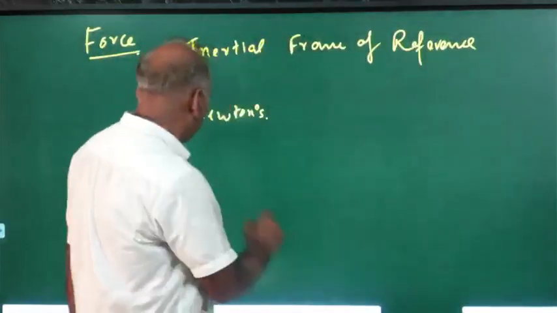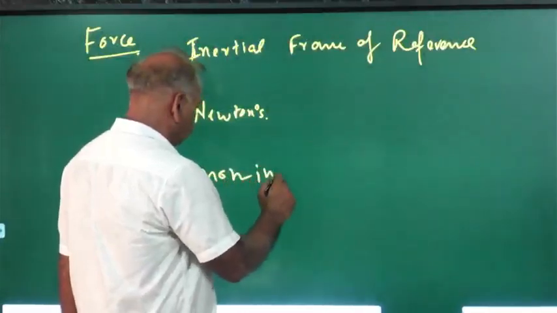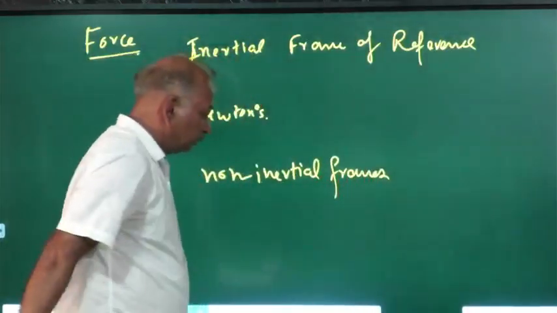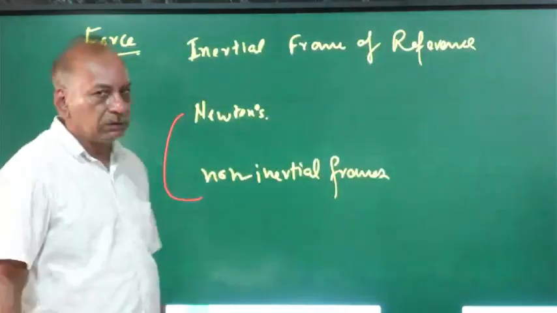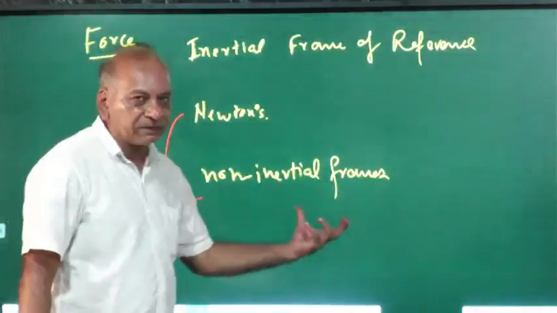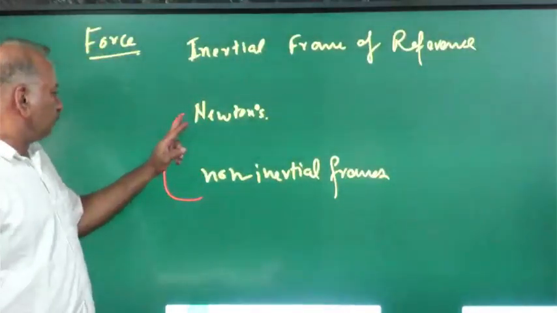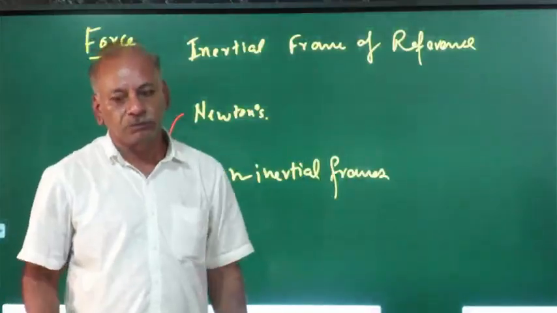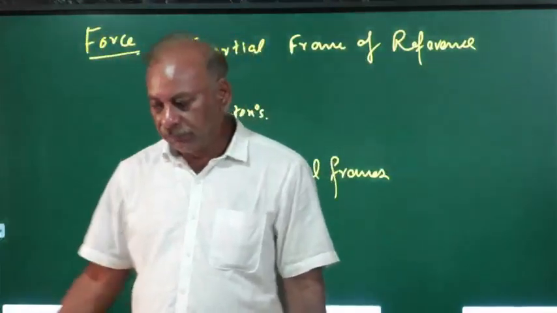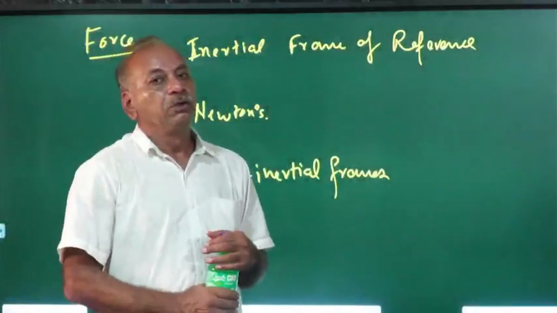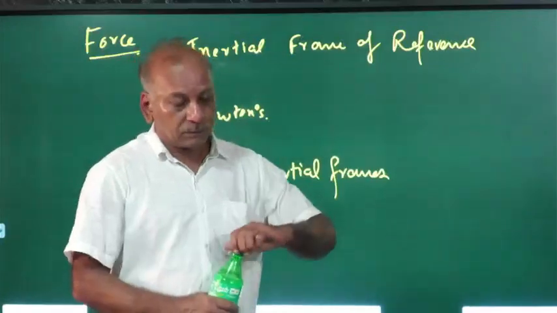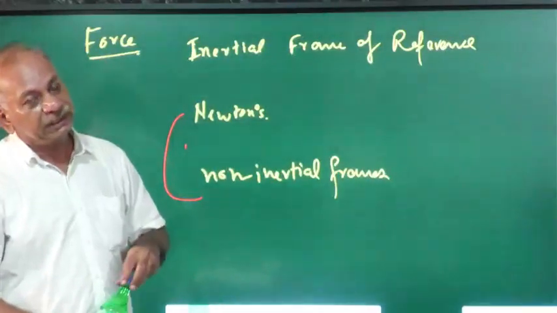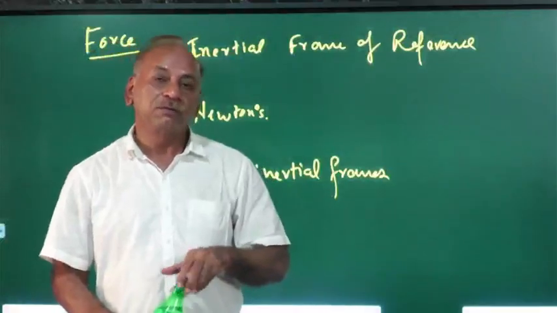There may be some non-inertial frames where Newton's laws, or the events occurring in the frame, do not obey Newton's laws of motion. They may be governed by some other set of rules. In that frame, they may not be giving the result as per Newton's laws of motion. So in that case, we have to follow some other rules, right?